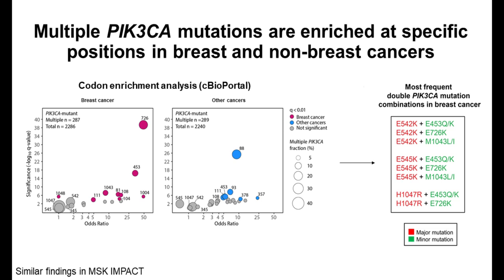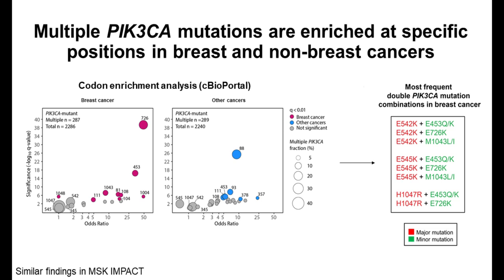Most of these data here are colorectal and endometrial cancers, where mutations in 88 and 93 in the N-terminus of PIK3CA are more frequent in multiple mutant tumors. And again, we recapitulated these data in MSK Impact in a complementary data set. And so putting these data together, shown in the box, these are the most frequent double PIK3CA mutation combinations that we observe in breast cancer.